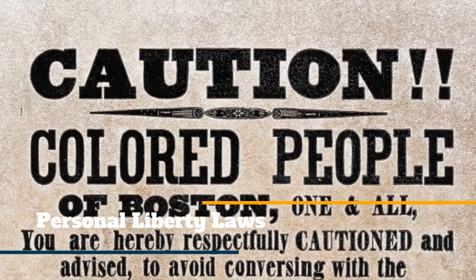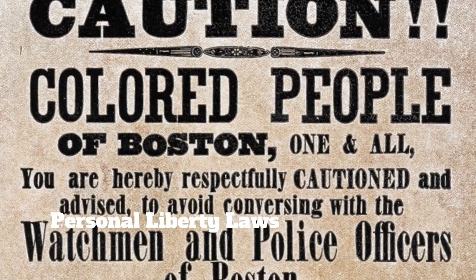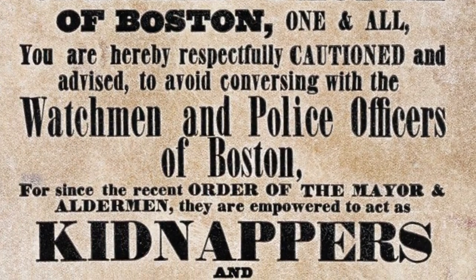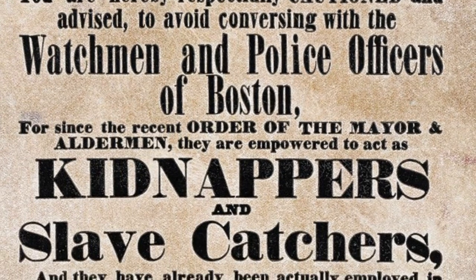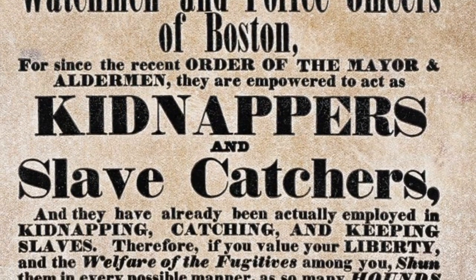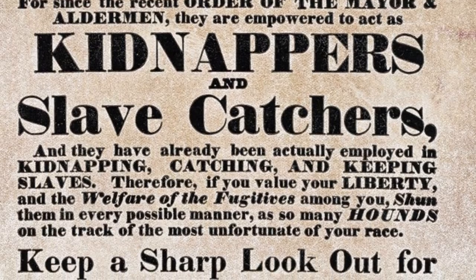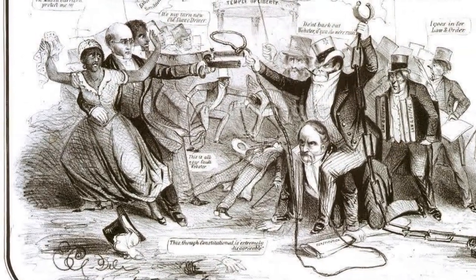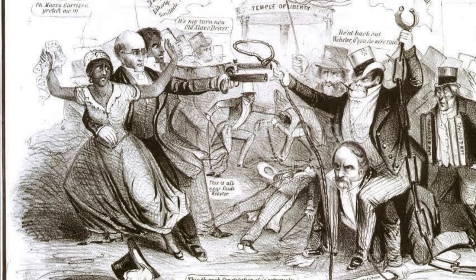Northern states responded to the Fugitive Slave Law by creating personal liberty laws. These laws attempted to make it difficult to enforce the Fugitive Slave Law by requiring escaped slaves to have a jury trial and preventing state officials from assisting in the capture of runaway slaves. The Fugitive Slave Law pitted the North and South against one another for the rest of the decade.